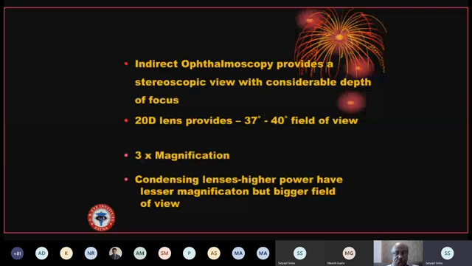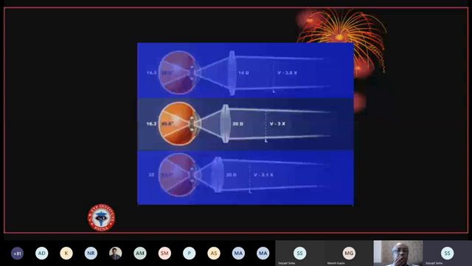So I have a good slide here. In the center you have the 20 diopter lens, and you can see that the field of view is almost 45 degrees and the magnification is 3x. When we do ROP screening, we choose 28 diopter lenses or 30 diopter lenses. The reason for that is that we want a very big field of view, almost 53 degrees, but the magnification comes down. That becomes about 2x magnification. And then if the diopter decreases, the field of view decreases, but the magnification increases. So this is an important point you have to understand.